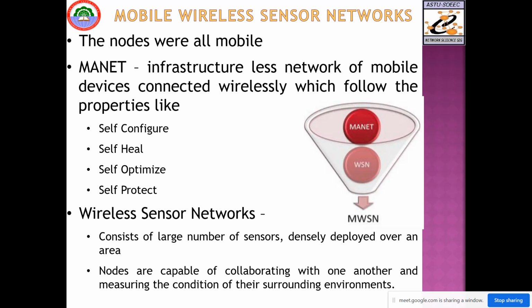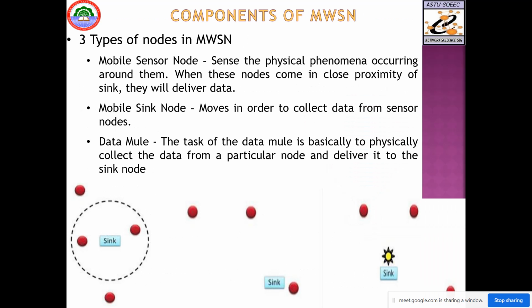once the node is deployed. Here, in the mobile wireless sensor network, we are combining the features of the wireless sensor network as well as the mobile ad hoc network. These two features are combined into mobile wireless sensor network technology. When we come to the components of a mobile wireless sensor network, there are three major components, like in other networks.